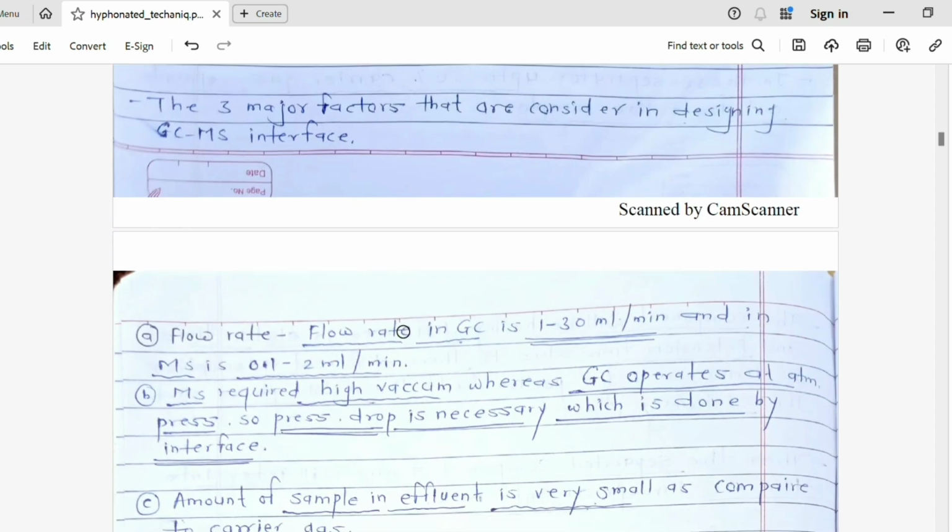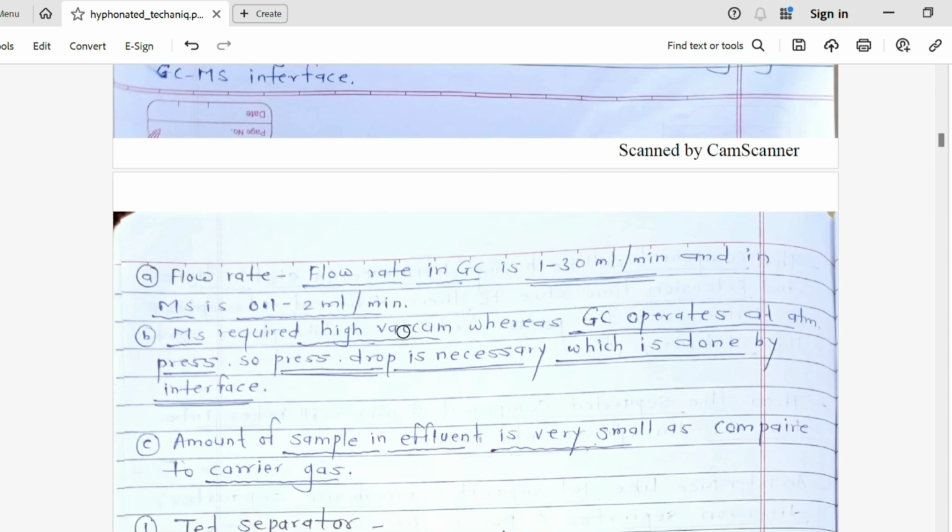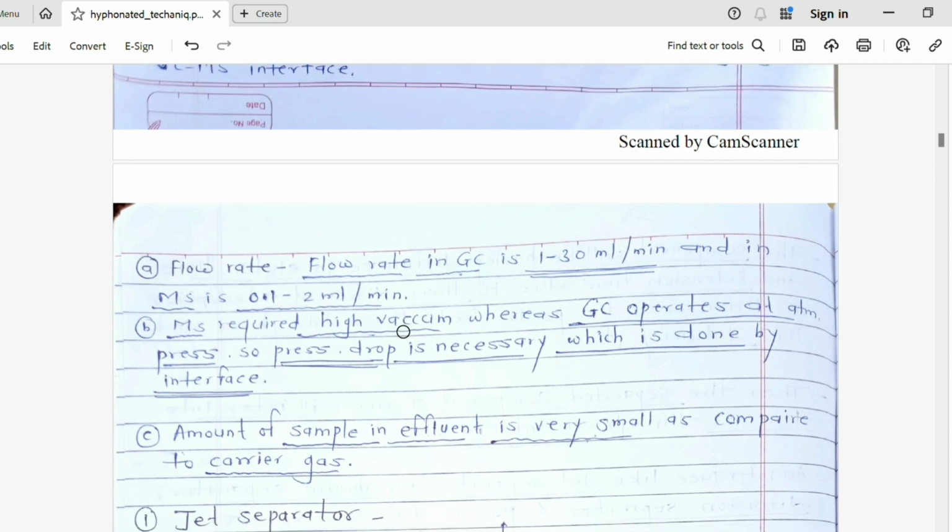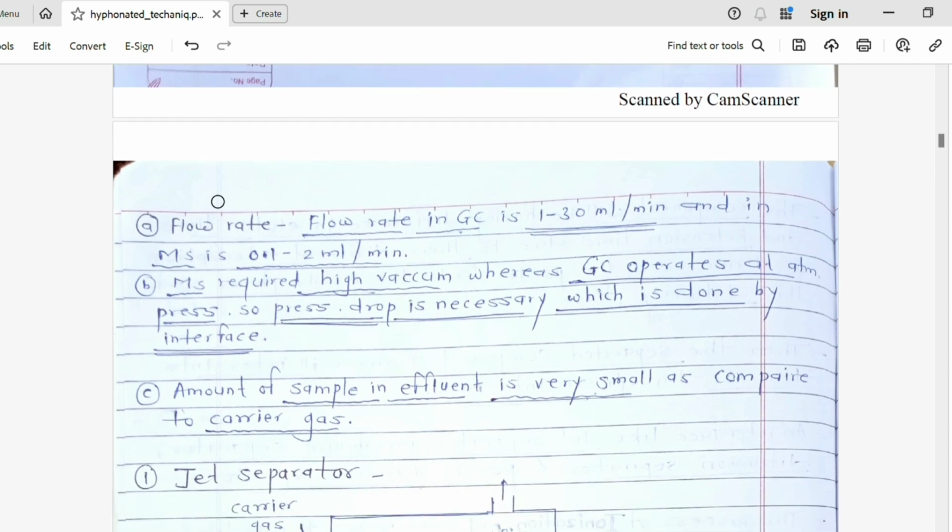What three factors are we going to see? The flow rate in a GC is 1 to 13 ml per minute, and in mass spectroscopy it is 0.1 to 2 ml per minute. The sample flow rate is 1 to 13 ml per minute in GC and 0.1 to 2 ml per minute in MS.